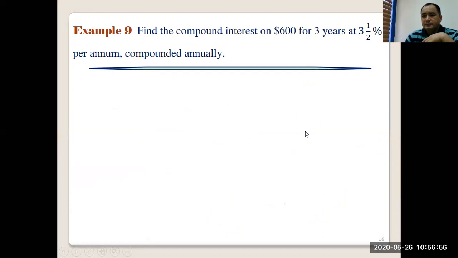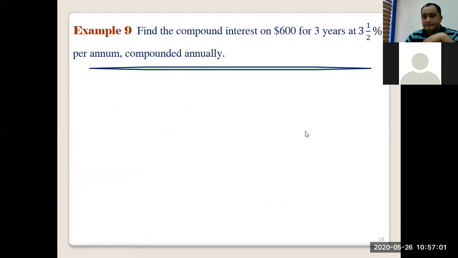Example 9. Find the compound interest on $600 for 3 years at 3.5% per annum, compounded annually. And this is really important. Compounded annually means at the end of each year, your interest is compounded with the principal. Okay, so to find the compound interest, we need to find I, on $600.